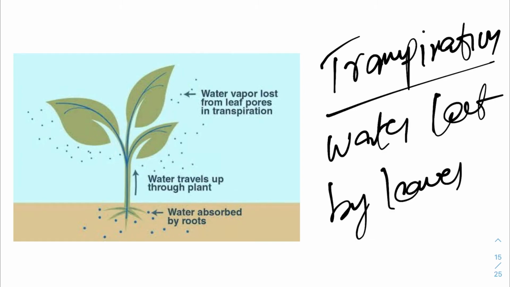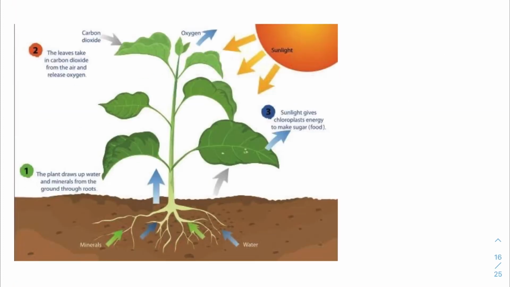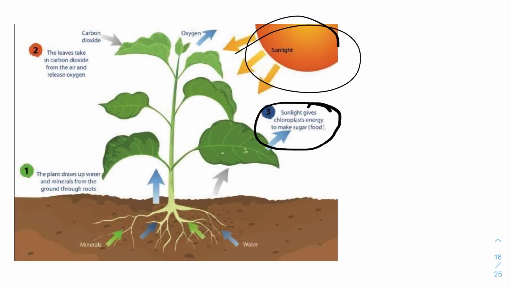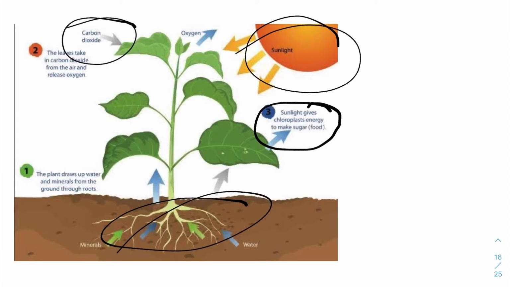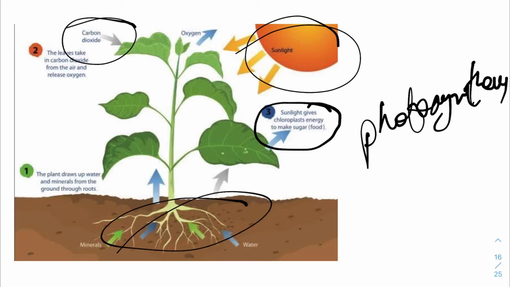Now, how do plants get their food? So, leaves prepare their food in the presence of sunlight and a green colored substance called chloroplast. For this, they use water and CO2, carbon dioxide from air. This process is called photosynthesis. Oxygen is given out in this process.